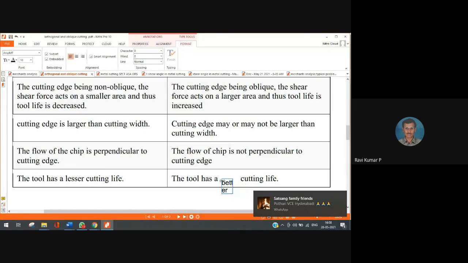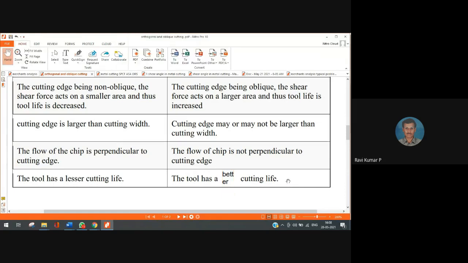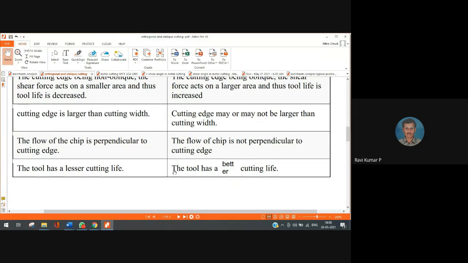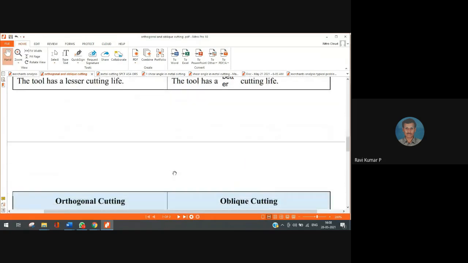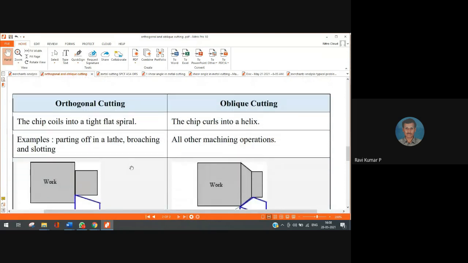There is what we call a print mistake, which, right, you can understand that the tool life is better in the case of oblique cutting. In addition to this, you may observe that the chip is tightening into a spiral. In the second case, the chip is tightening into a helix, right?